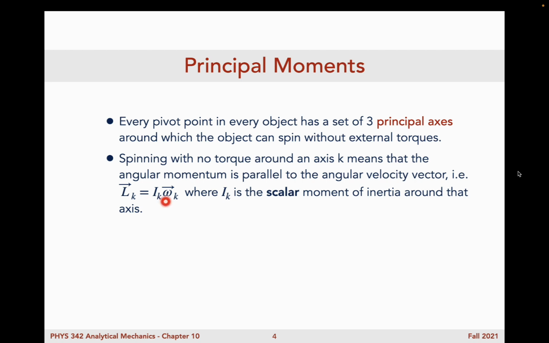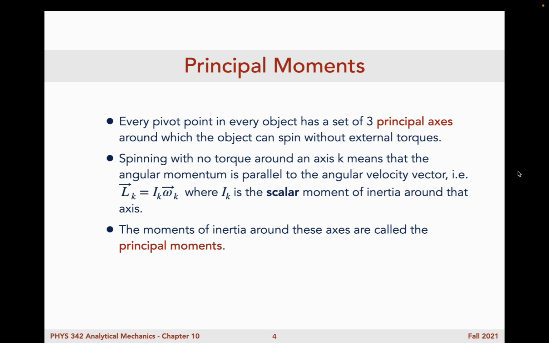This is true around each principal axis of the object. The moments of inertia around those principal axes are called the principal moments. So these values right here, these I sub k values, are the principal moments. There's one principal moment for each of the 3 principal axes. So we're letting k be an index that ranges from 1 to 3 for, say, the x, y, and z axes in that coordinate system.